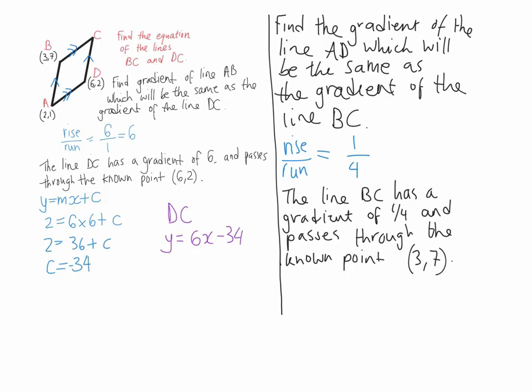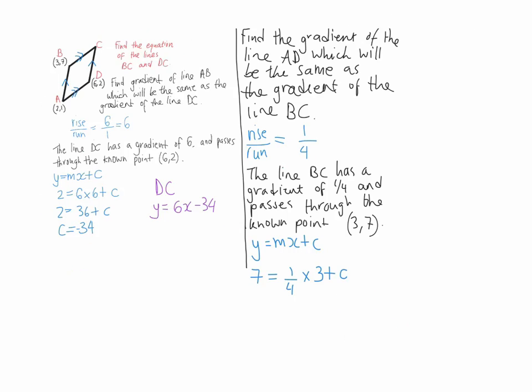Again, just doing the same thing as before, we use the pieces of information we've got. The line BC has a gradient of a quarter and passes through the known point 3, 7. So now we're going to sub that into the equation y equals mx plus c. So the y coordinate is 7, the m value is a quarter times the x value of 3 plus c, which is going to give 7 equals 3 quarters plus c. So c must equal 6 and a quarter.